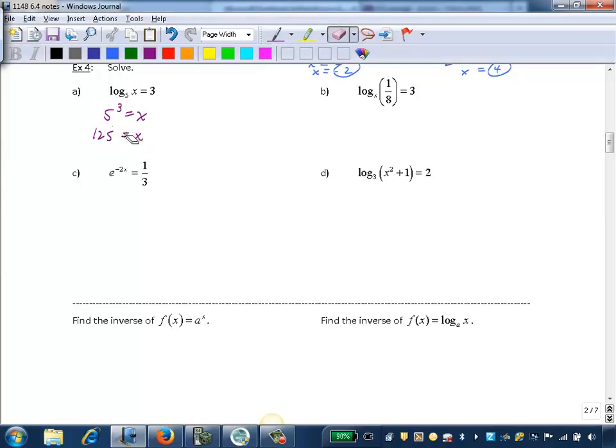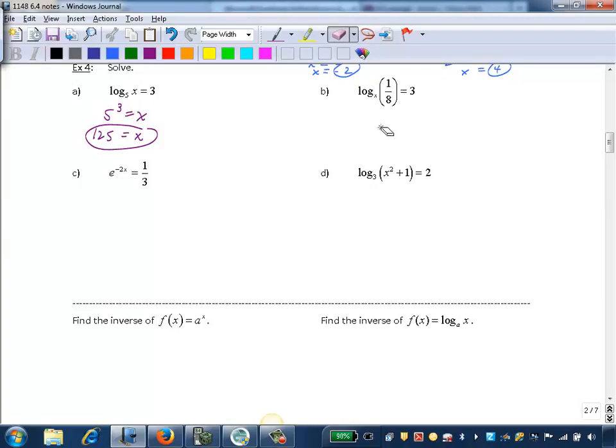And you do want to plug your answers in, check them. If you put the 125 back in, you'd be taking log base 5 of 125. That's okay. Remember, we can't take log of a negative number, so just make sure you check these. So here's our answer, 125.